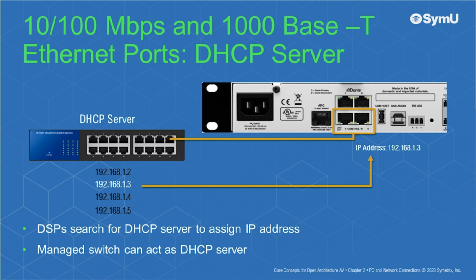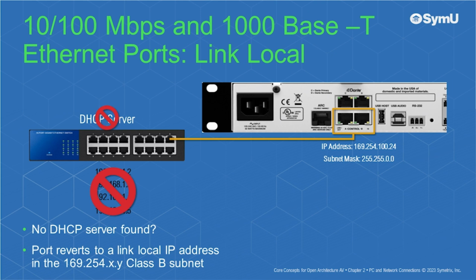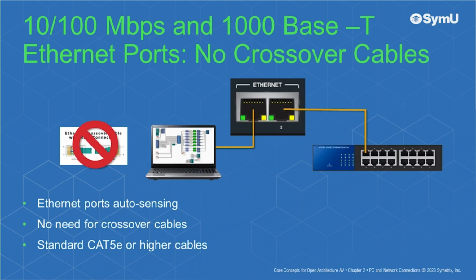and establish communication. If no DHCP server is found, the port reverts to a link local IP address in the 169.254 Class B subnet. Ethernet ports are auto-sensing, thereby eliminating the need for crossover cables. Standard Cat5e or higher cables will suffice.